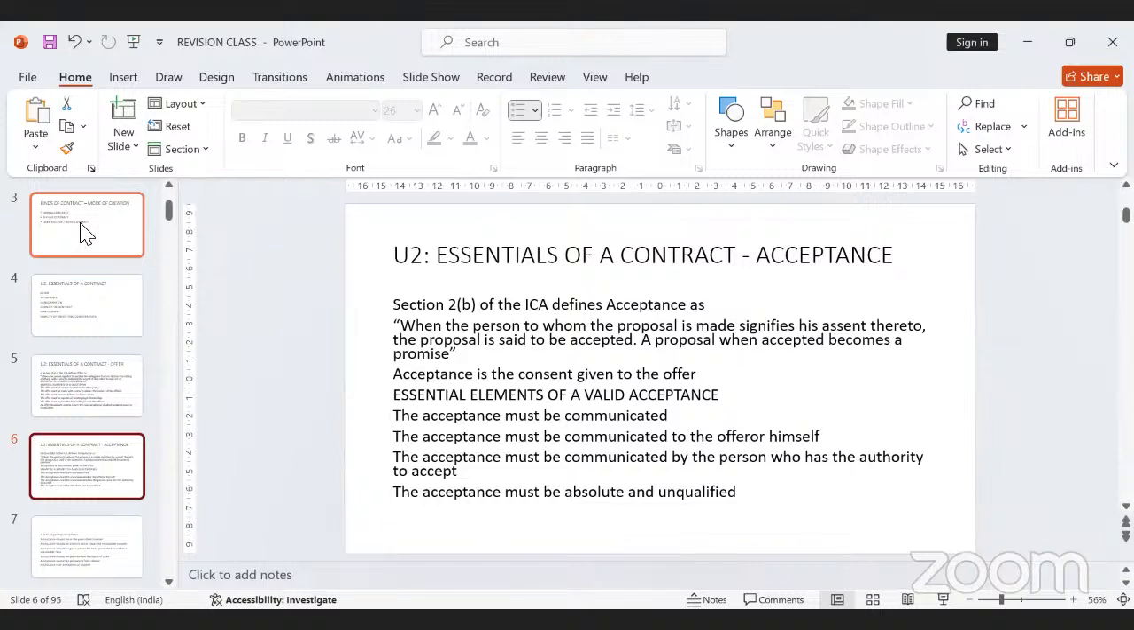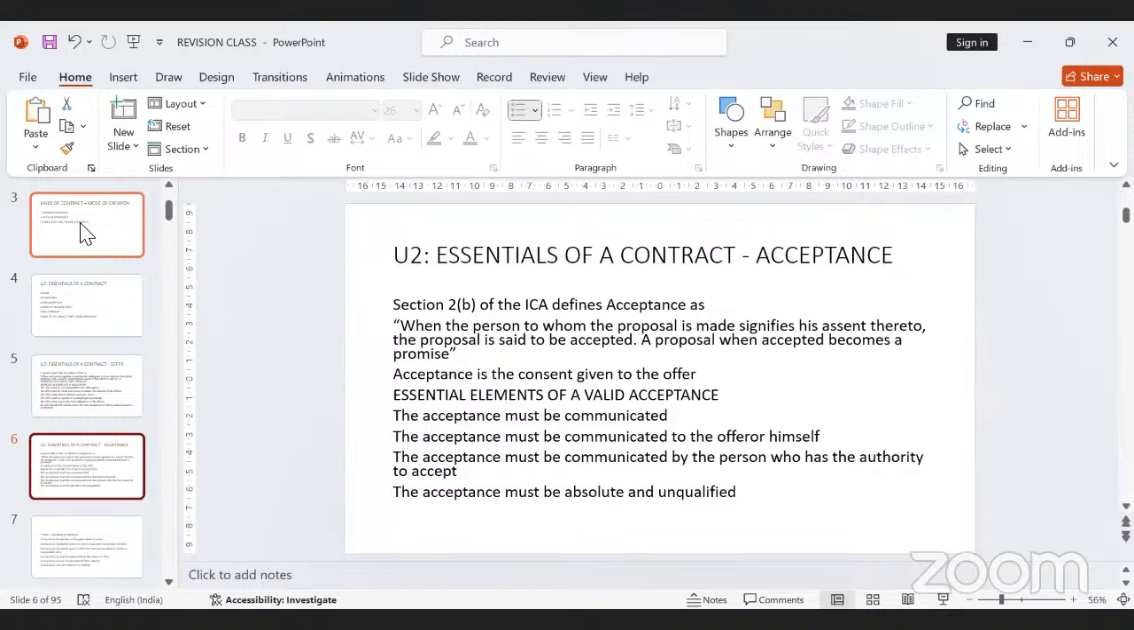And again, acceptance must be absolute and unqualified. What does it mean? For example, if I've asked X, will you buy my house for 1 lakh rupees? So X should say yes or no. And if he says yes, it means he is agreeing to my terms and conditions.